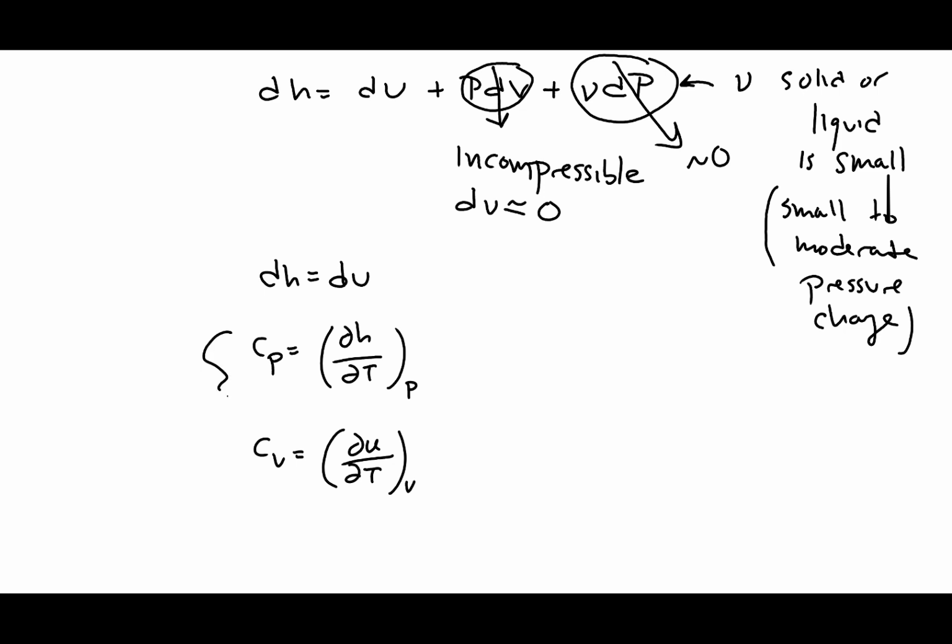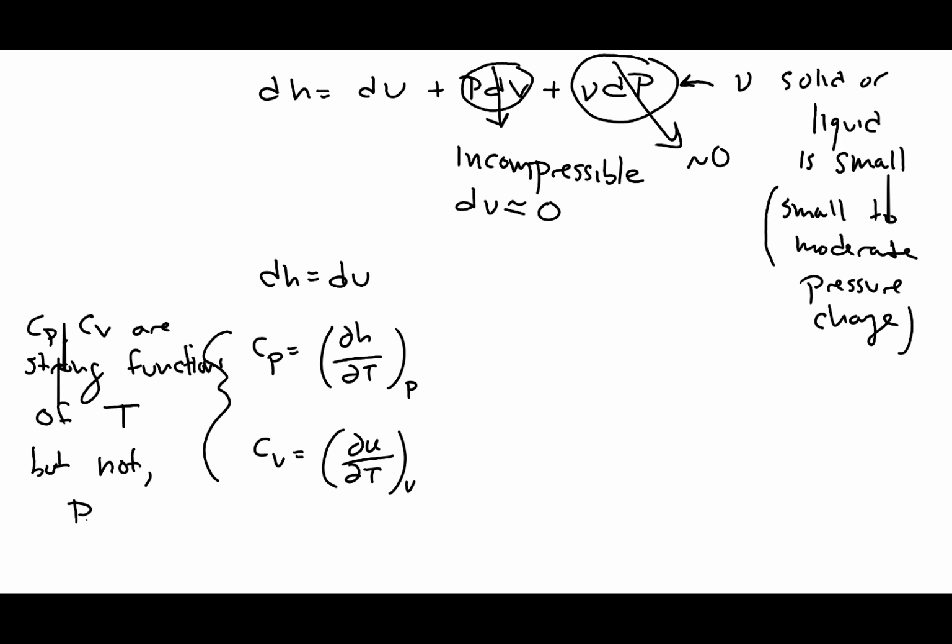So I'm just going to write this over here. C sub P and C sub V are strong functions of temperature, but not pressure and volume. So this was the case for ideal gases. This is also the case for solids and liquids. So the specific heats are a strong function of temperature, but not pressure and volume.